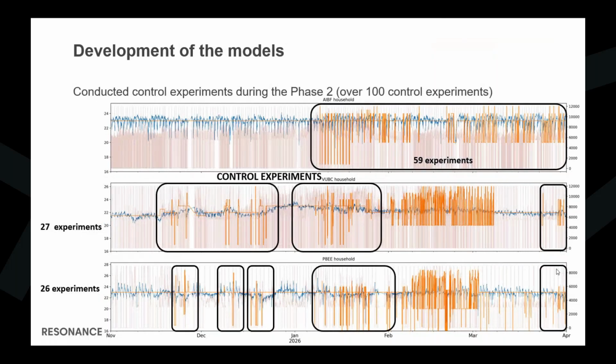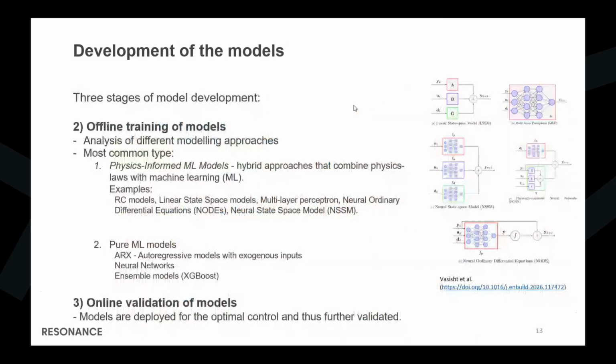For example, this slide shows what we actually achieved and conducted during phase 2 of the Resonance project. We applied over 100 of these control experiments over 3 households, where each of these experiments involved certain modification of the set point. With this kind of data, we are trying to identify the data requirements and the requirements of the control experiments for the model identification.